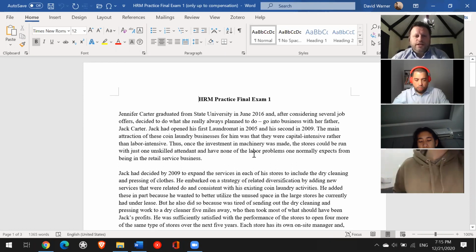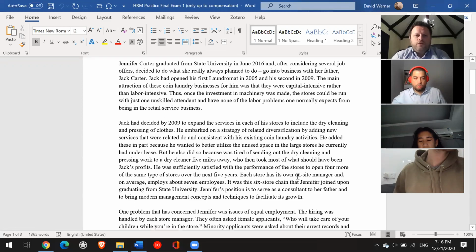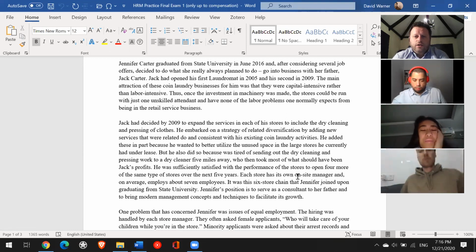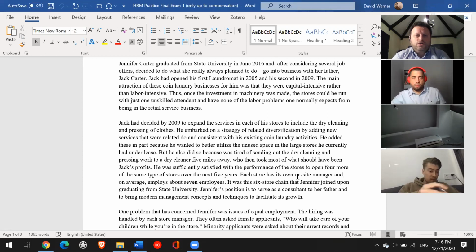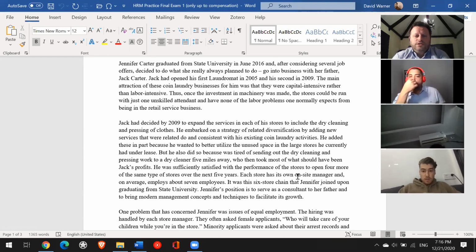So Carter Cleaning Company. Jennifer Carter graduated from State University in June 2016, and after considering several job offers, decided to do what she really always planned to do, go into business with her father, Jack Carter. Jack had opened his first laundromat in 2005 and his second in 2009. The main attraction of these coin laundry businesses for him is that they were capital intensive rather than labor intensive. Thus, once the investment in machinery was made, the stores could be run with just one unskilled attendant and have none of the labor problems one normally expects from being in the retail service business.